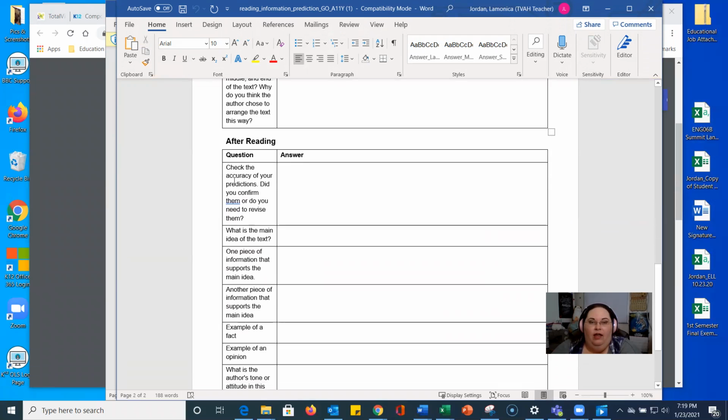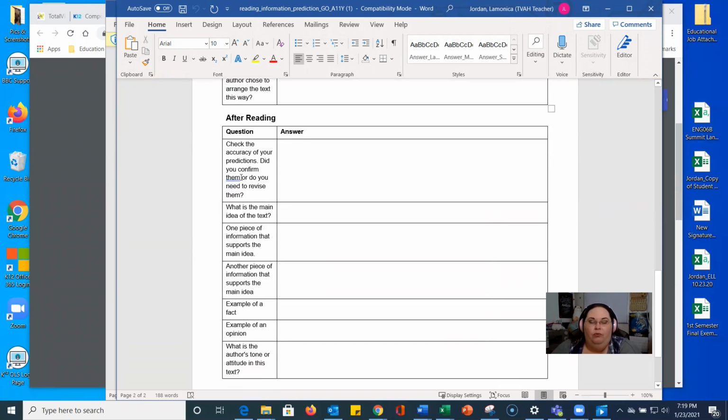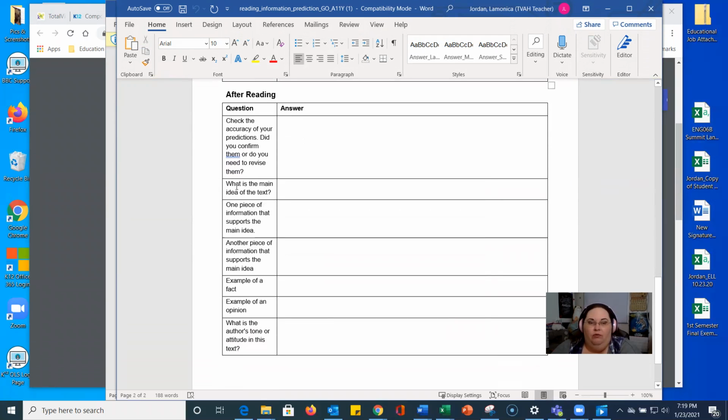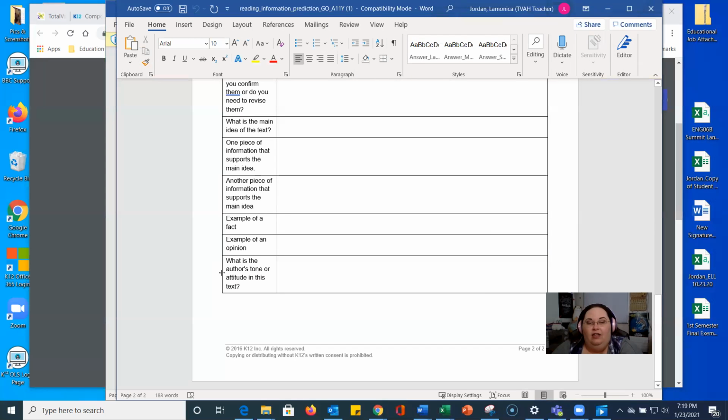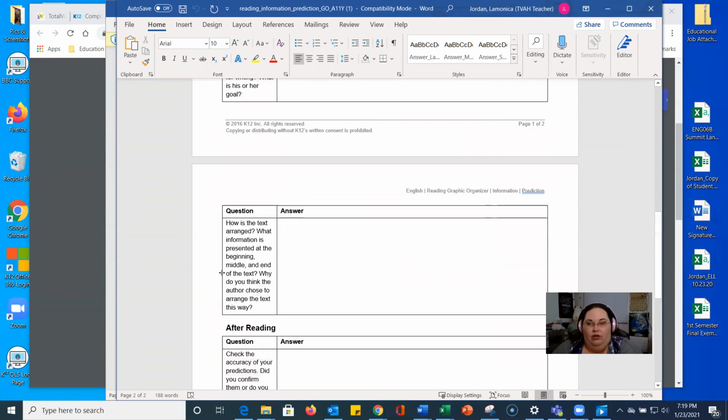Check your accuracy, and after you read, you check the accuracy of your predictions. Were they correct? Did you need to revise them? What's the main idea of the text? One piece of information that supports the main idea, another piece of information that supports the main idea, and an example of a fact, an example of an opinion, and what is the author's tone or attitude in the text.